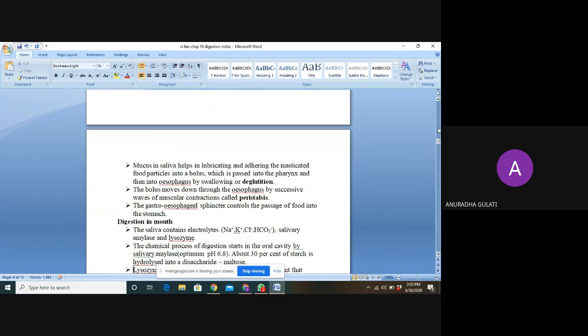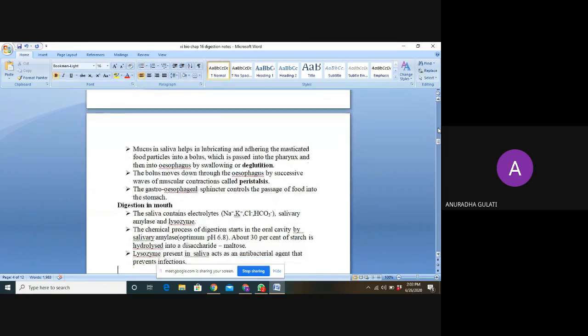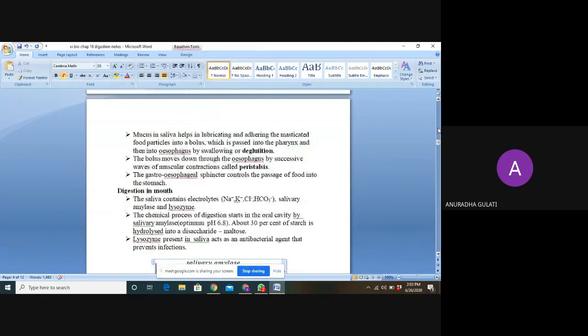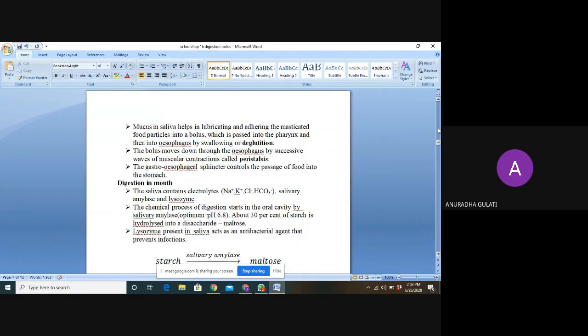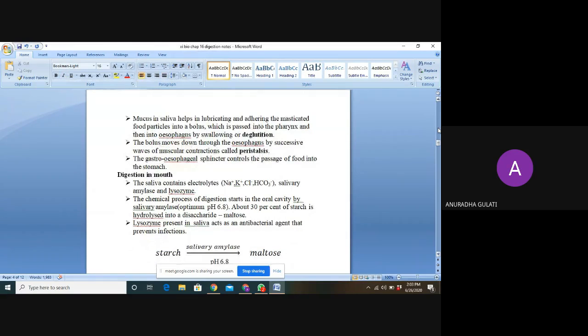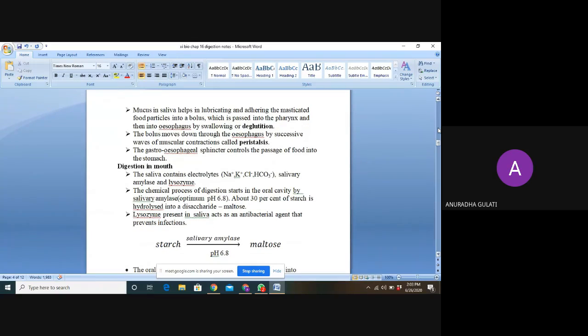The bolus moves through the esophagus by peristaltic movement, which is the muscular contractions of the wall of the alimentary canal. The gastroesophageal sphincter controls the passage of food into the stomach. The saliva in the mouth contains electrolytes, salivary amylase, and lysozymes. The chemical digestion starts in the mouth itself.